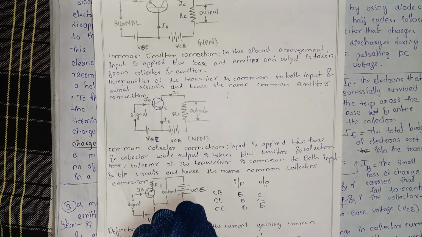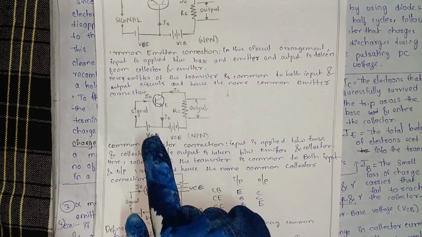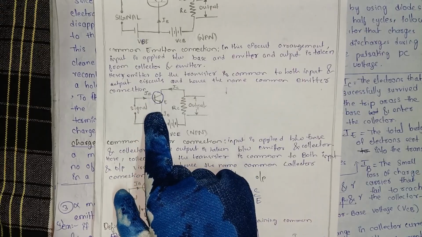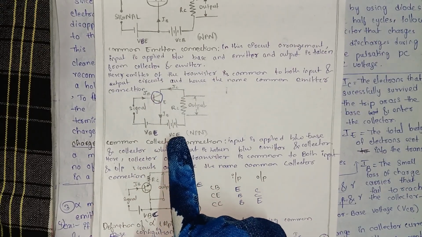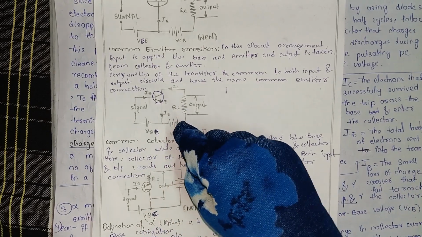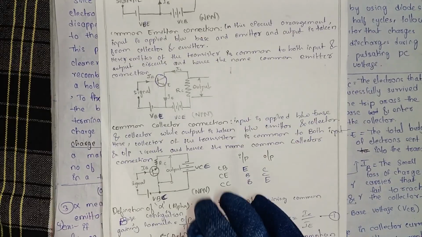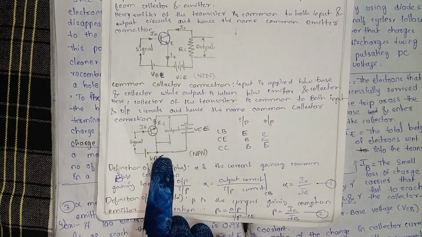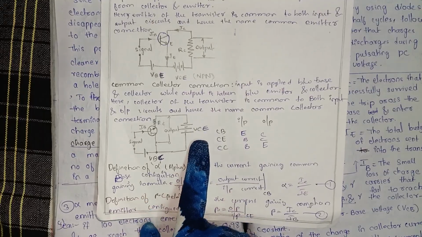Then here also we have the voltage VBE, meaning base-emitter voltage, because it is connected between base and emitter terminal. And here we have the VCE voltage, meaning collector-emitter voltage, because the voltage is connected between emitter and collector. And here we have VBC, base-collector voltage, and VCE, collector-emitter voltage.